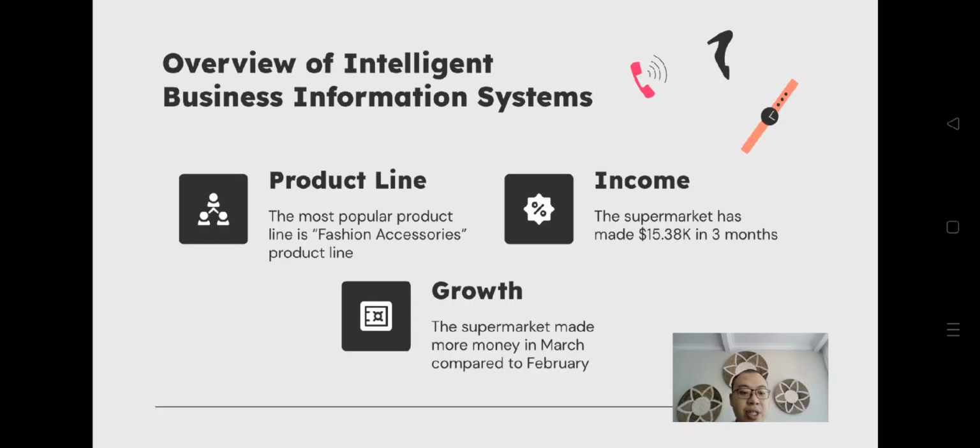So, in conclusion, the insights we got from the dashboard are as follows. The most popular product line is the fashion accessories product line. And second, the supermarket made 15.38K in 3 months. And the supermarket made more money in March compared to February.